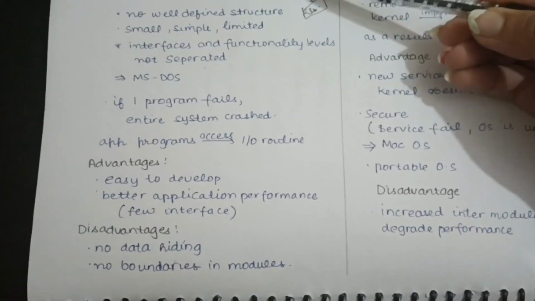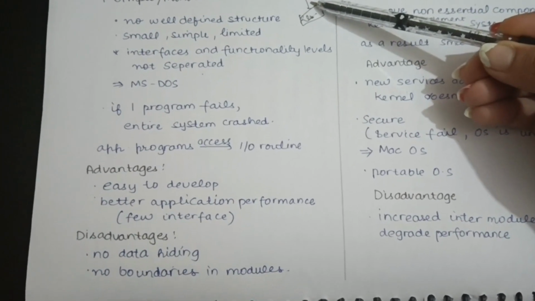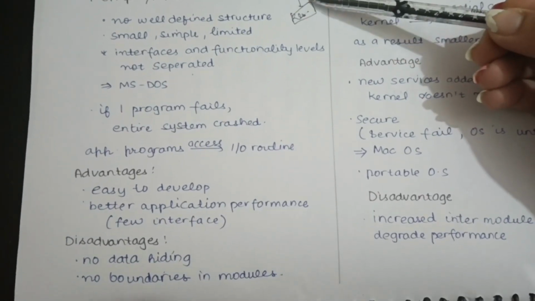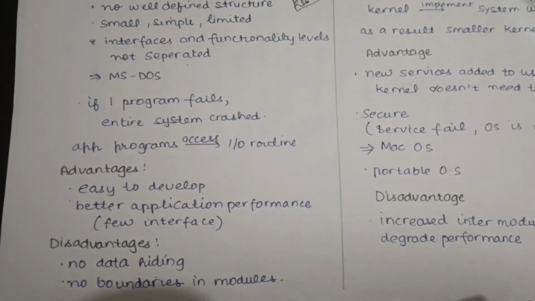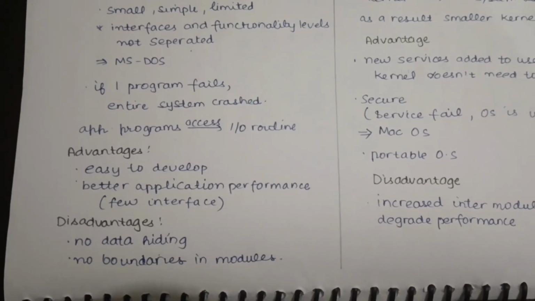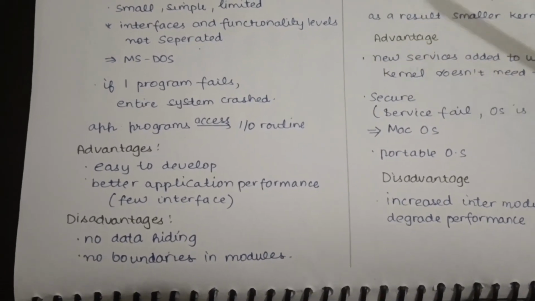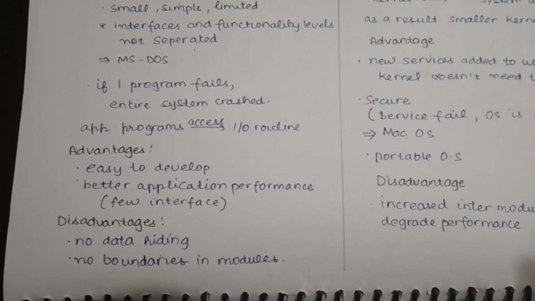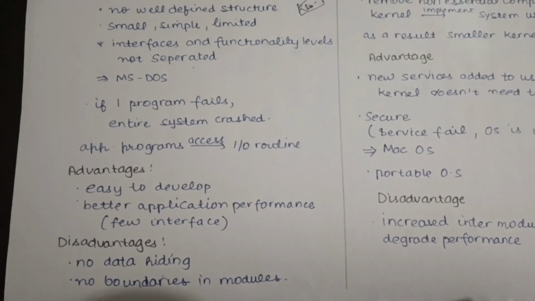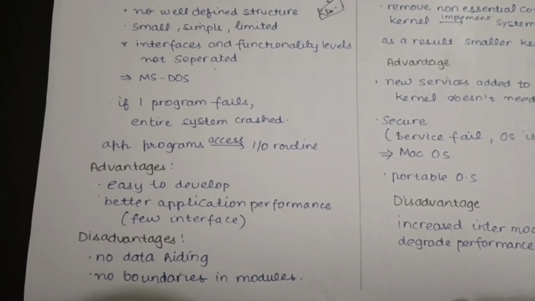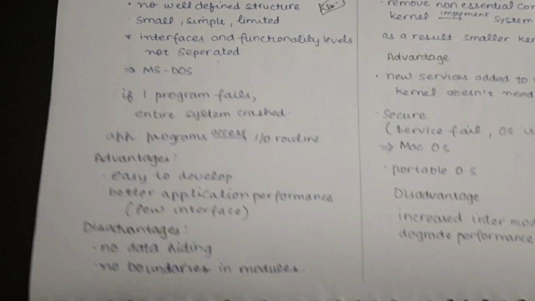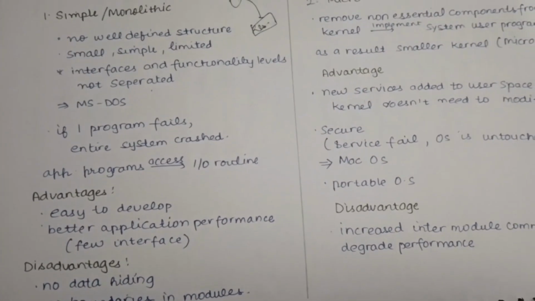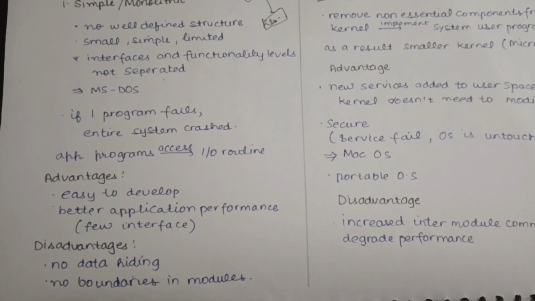What are the advantages? As it has direct access to resources, it is easy to develop, and due to the direct access we don't need so many interfaces, so it gives better application performance with few interfaces. The only disadvantage is that there is no data hiding, because if every application can access the resources, no data is hidden, so security is less. Similarly, there are no boundaries in the modules. Everyone can do the same thing, so there is no boundary in the module.